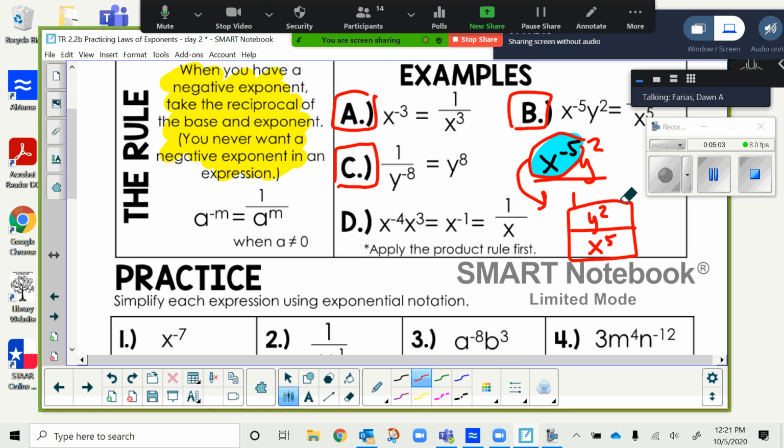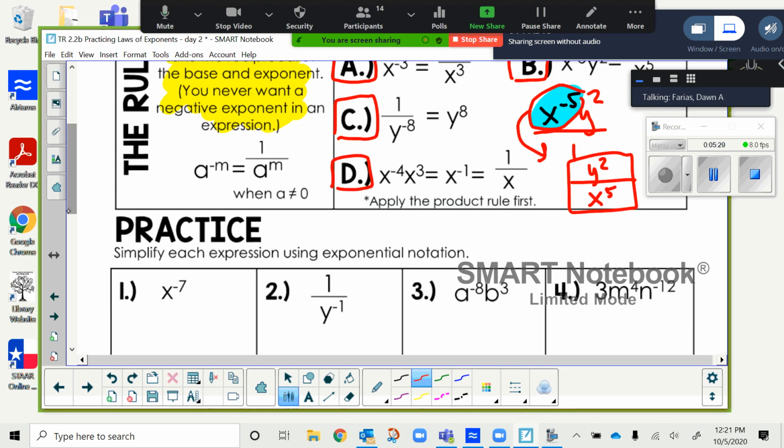And then on D, what's happening is that the two things being multiplied have the same base. They are both x's. So before we do the negative exponent rule, we add their powers. This is from what we learned on Friday. So we're using two rules right here. The rule from Friday where we said that if you have the same base, you add the exponents. So that means you do x to the negative 4 plus 3, which is x to the negative 1.